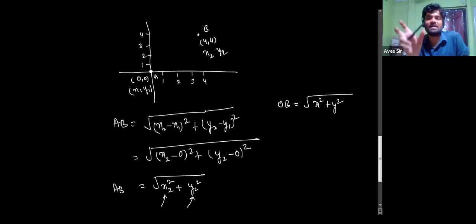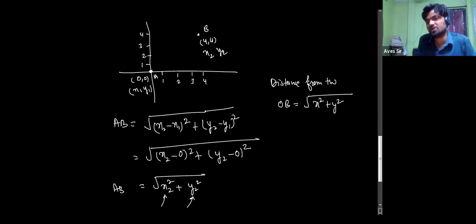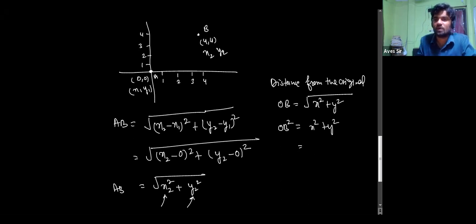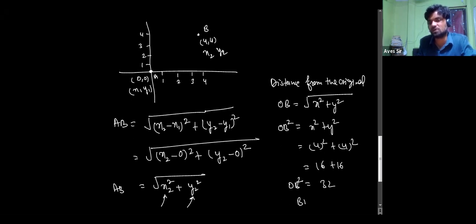The distance from the origin can be calculated by using this formula. OB equals under root of, or you can simply write OB square equals x square plus y square. So what is the value? You can write 4 square plus 4 square, so this will be 16 plus 16, which is 32. Then OB square equals 32, then OB will be equivalent to under root of 32, and that will be equal to 4 root 2.